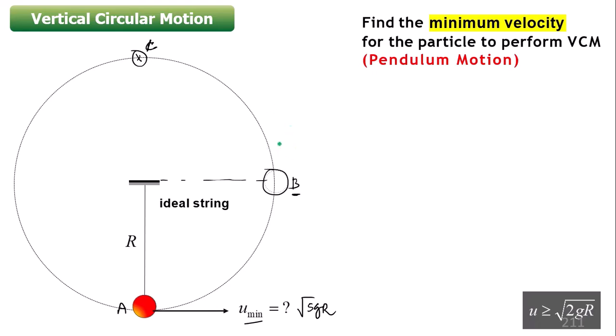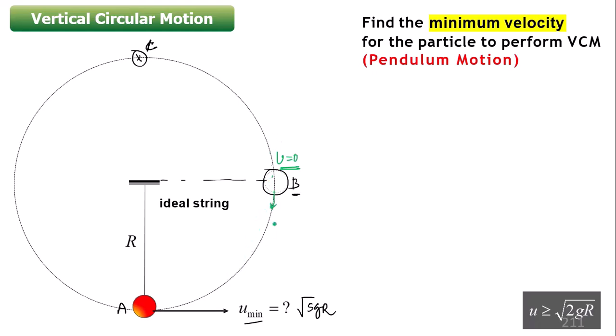That means only here the velocity has to be there. If velocity is there at point B, then the particle crosses point B. I want to throw the particle from A in such a way that it cannot cross the point B, just touching the point B, and after that again comes back.